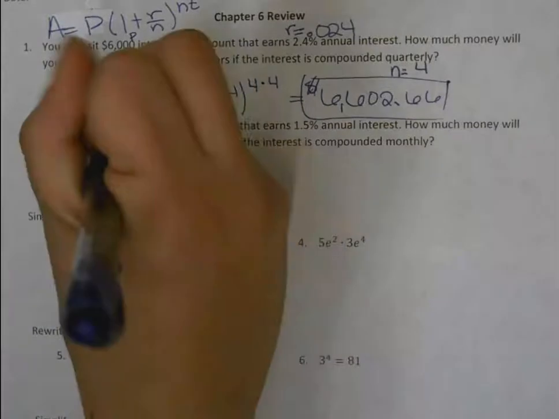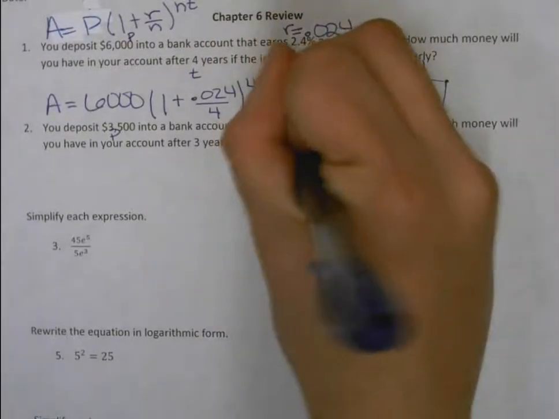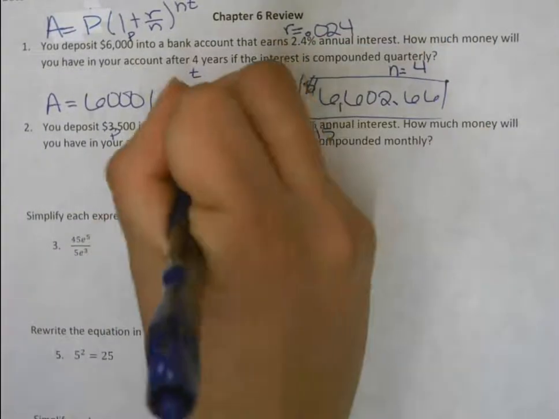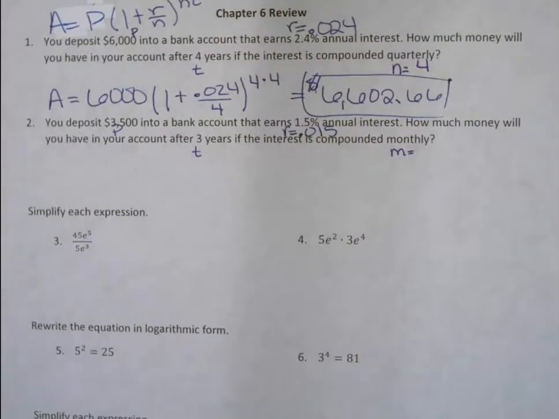So then on number 2, my P is 3,500. My R is 0.015. My time is 3. And compounded monthly, how many months in a year? 12.